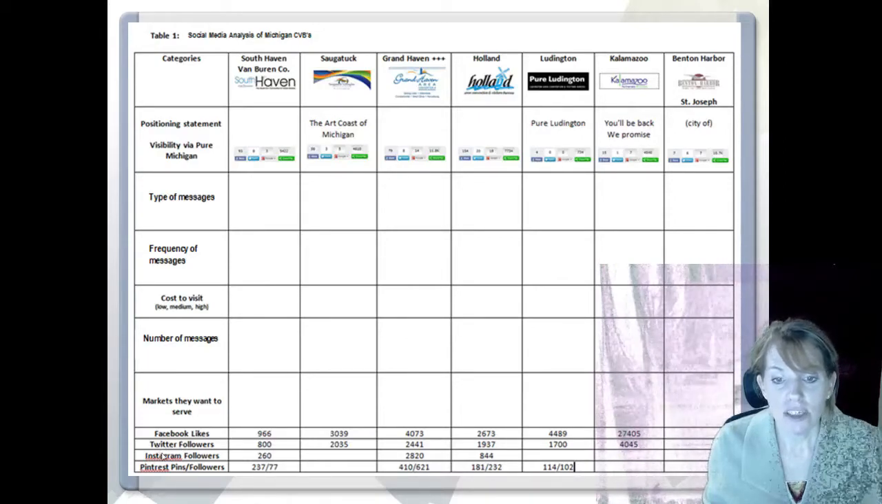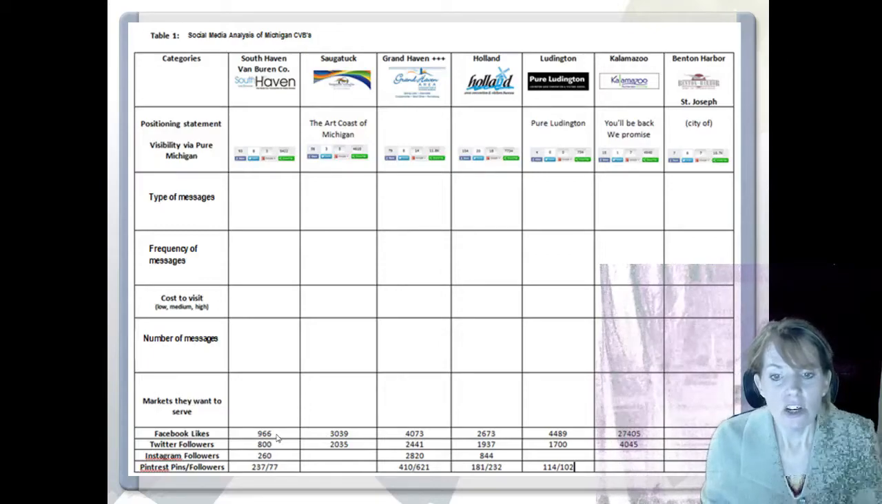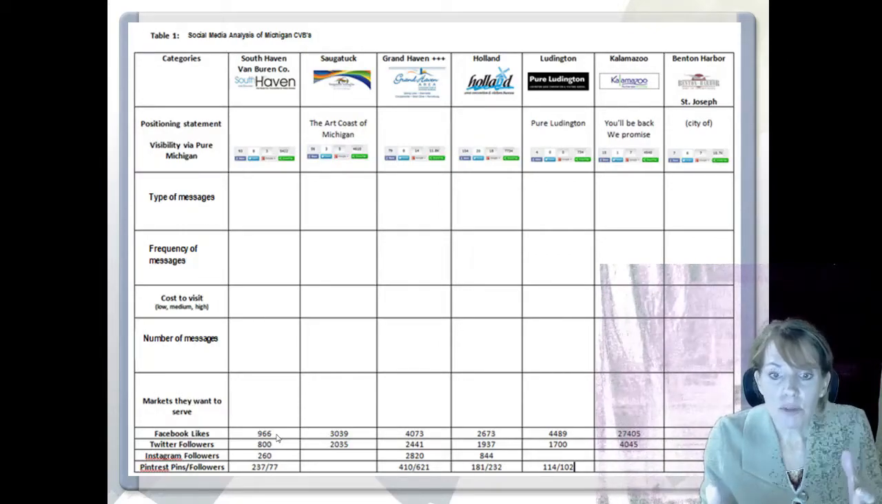So if you look here as an example, we have 800 Twitter followers, but Ludington has 1,700 Twitter followers. And we look at someone like Grand Haven, who has 2,400 followers. They have 4,000 Facebook likes, and we only have 966. So automatically, I hope you can see, we might set some goals or objectives.